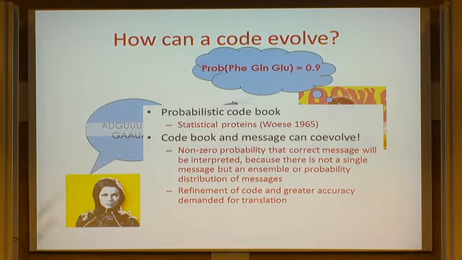So what's important here is that you have a probabilistic code book, and what that means in the context of translation is that you have statistical proteins. Let me explain what that means with another analogy. Let's suppose that you think about the translational process today. It's very precise. It works extremely well.